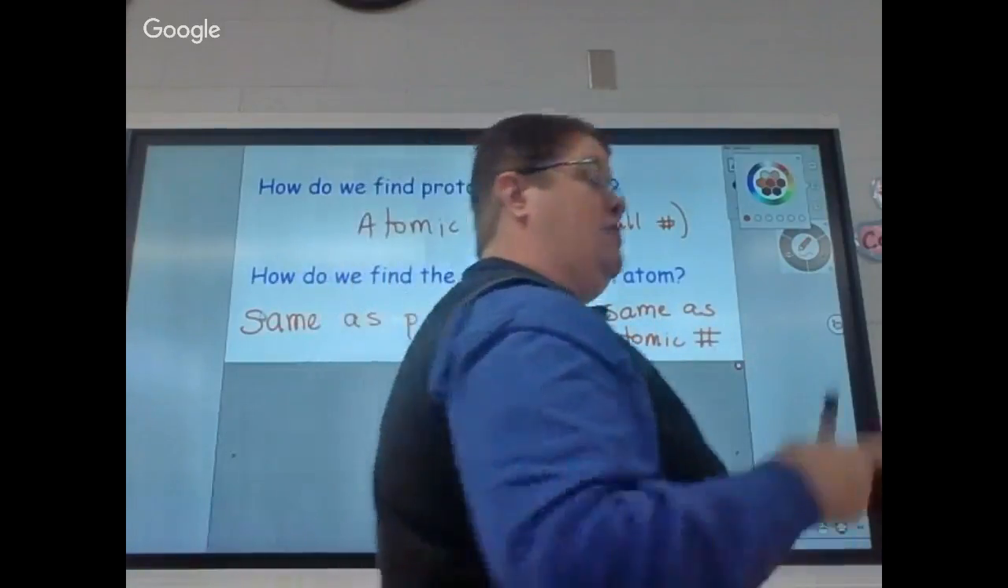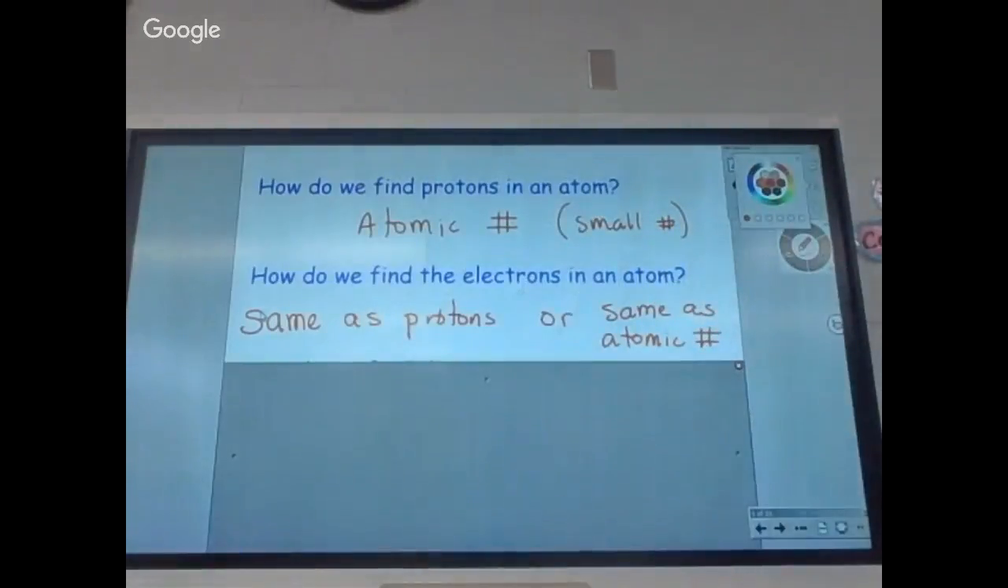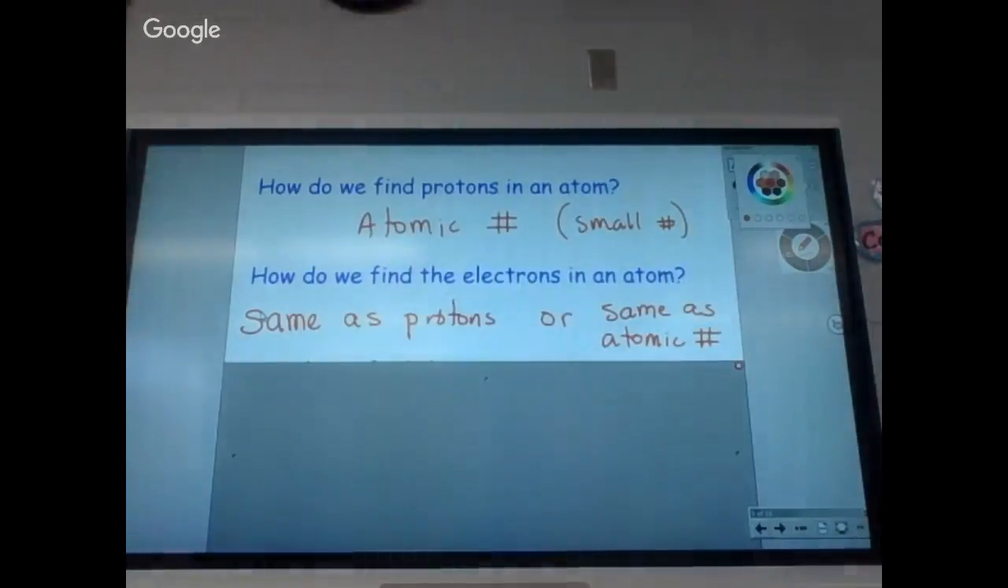Now, notice I wrote same as the atomic number. Is atomic number defined as electrons? No. Okay? So if you write down atomic number is the number of electrons, the definition is wrong, you're going to have the wrong answer. Atomic number is defined as the number of protons. You've got to be careful about that, which is why I wrote it's the same as atomic number and not just the atomic number.